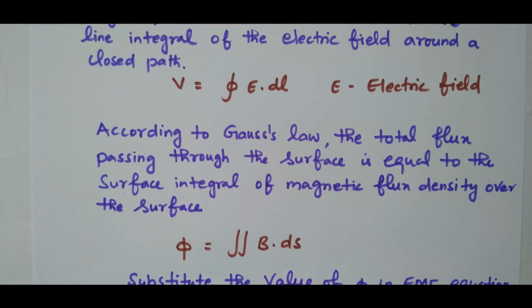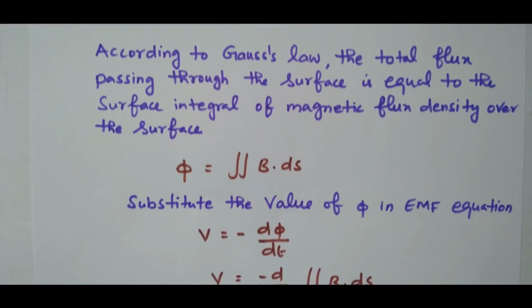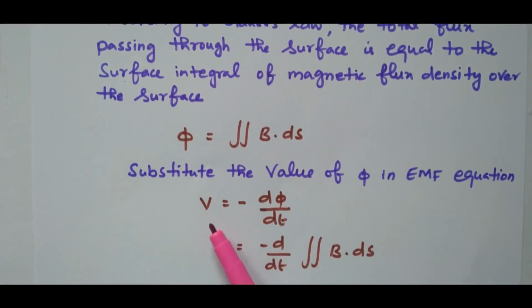Now we will substitute this phi in the EMF equation, that is V equals minus d phi by dt. In that you can substitute the value of phi. So V equals minus d by dt of double integral B dot ds. Right, this phi is now replaced with the expression given by Gauss law, in terms of magnetic flux density: V equals minus d by dt double integral B dot ds.